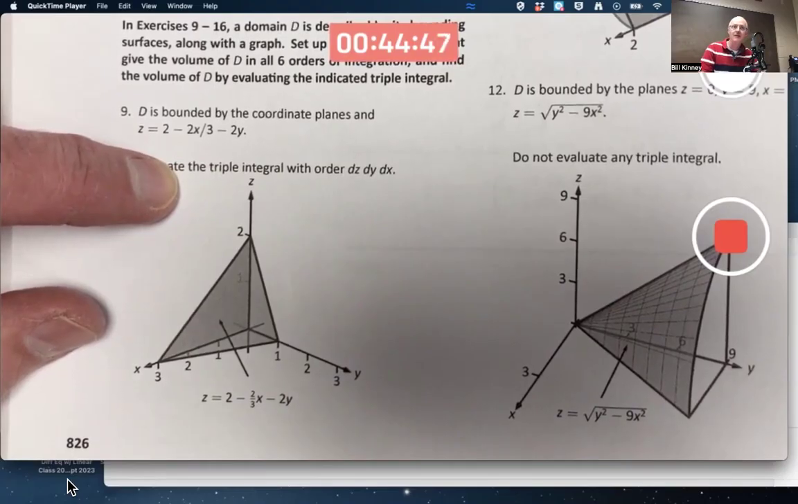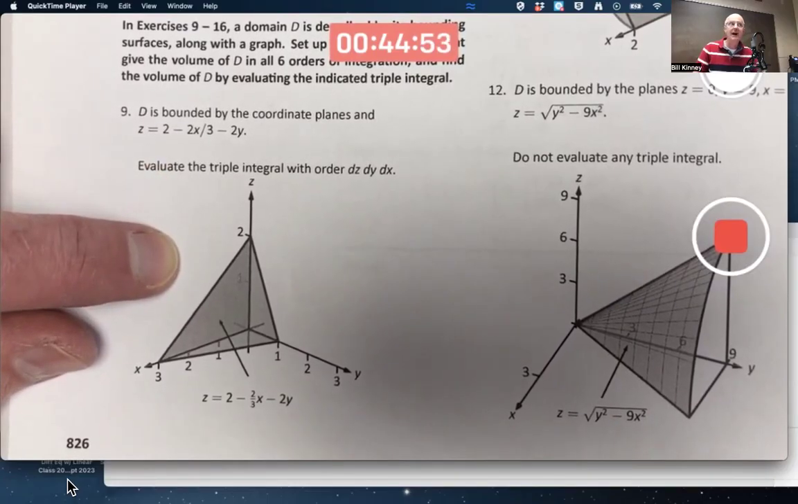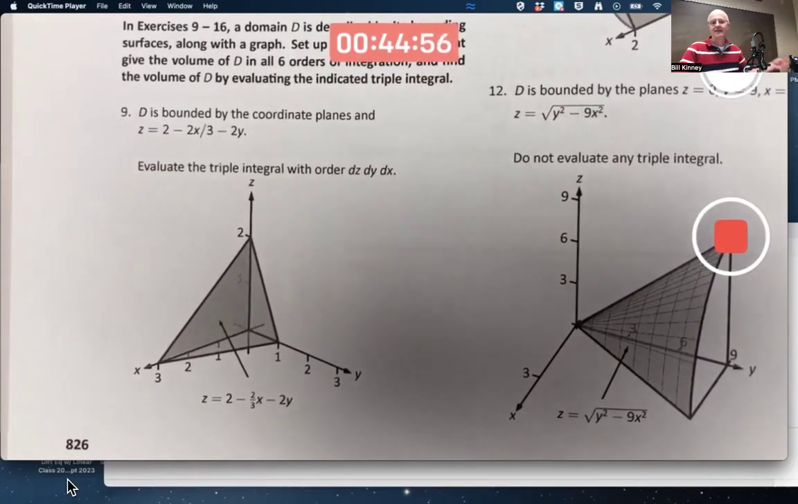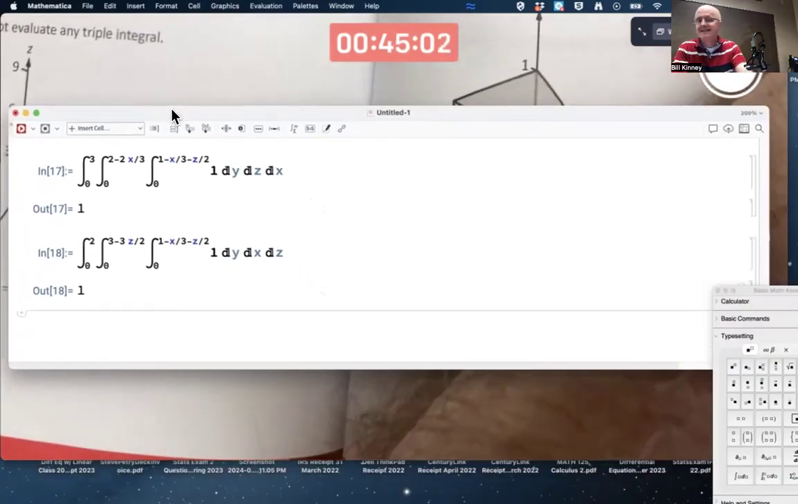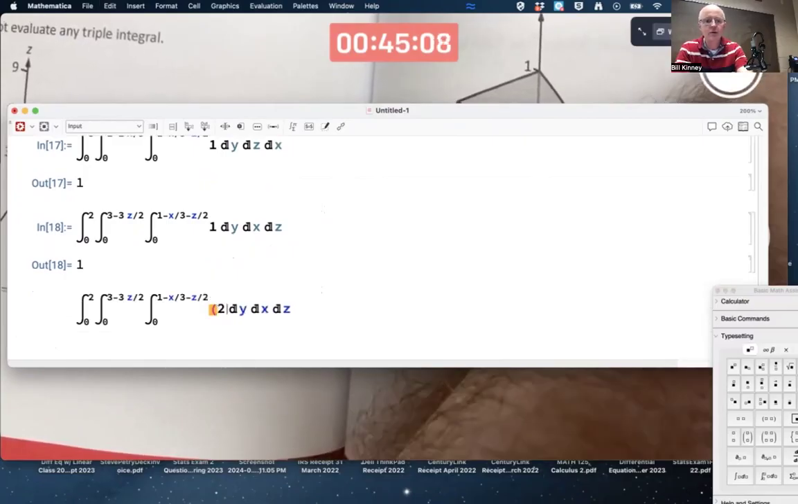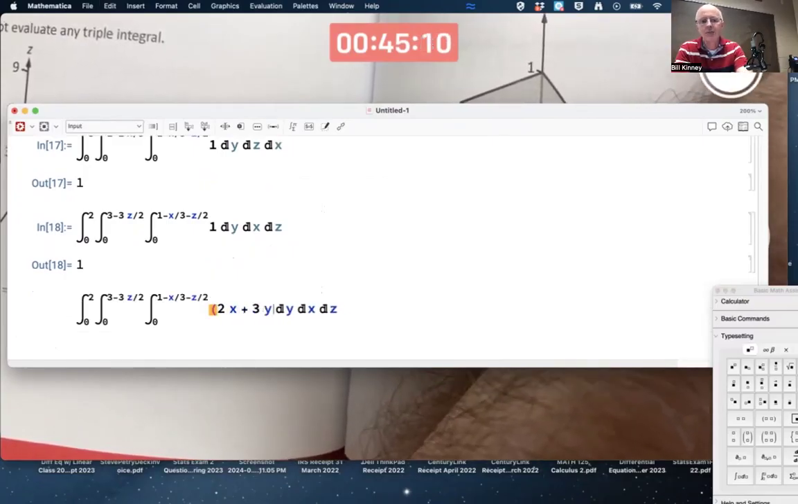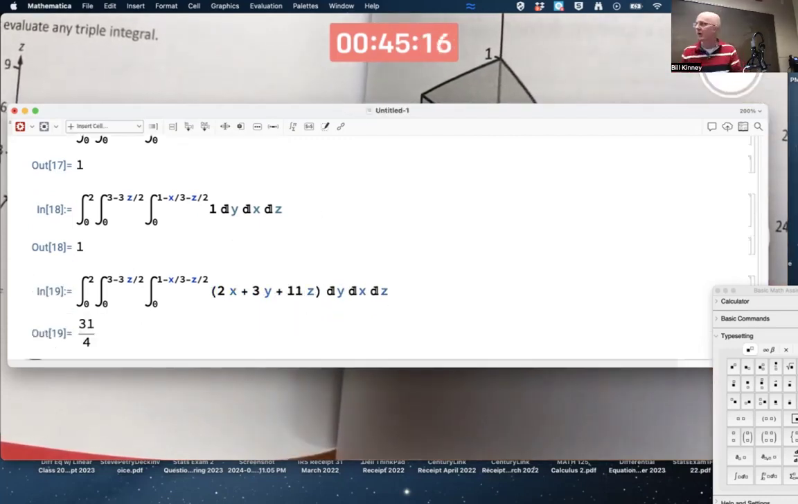When do we not integrate 1? For example, when we've got a density function that's not constant, delta of x, y, z. Maybe we've got a density function here, and we'd like to know the mass of the solid. Maybe the density function is 2x plus 3y plus 11z or something like that. The mass in that case would be 31 over 4, 7.75 grams if this density function were in grams per cubic centimeter.